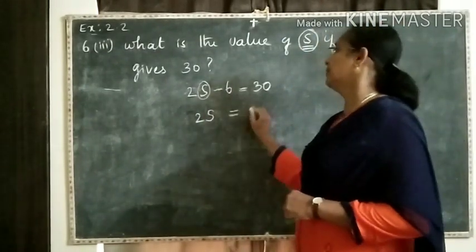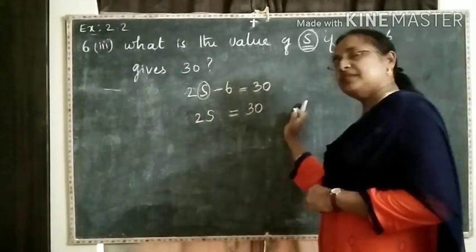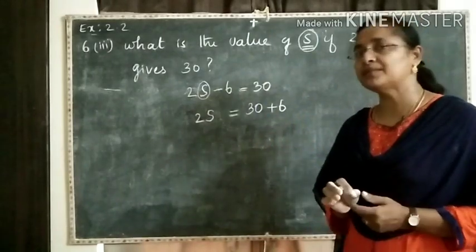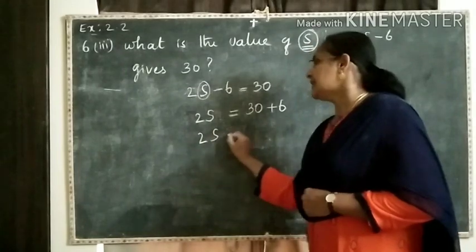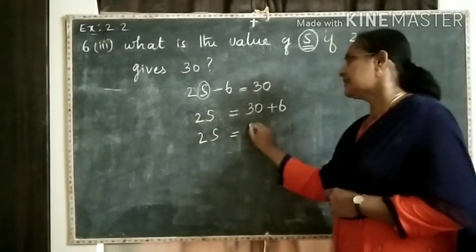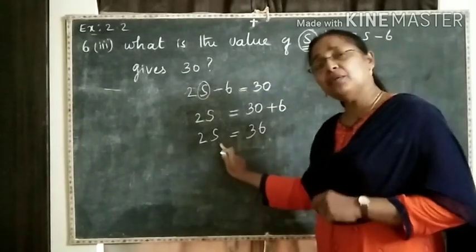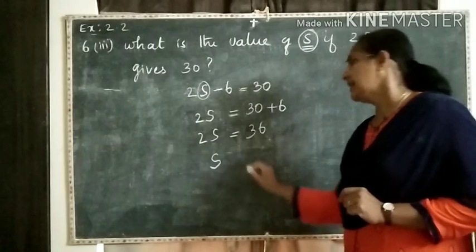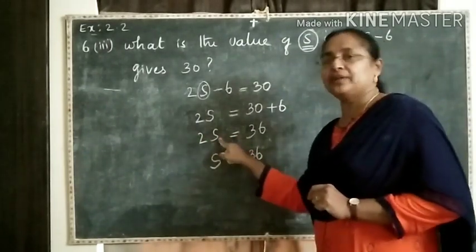2s is equal to, already 30 is here. Now minus 6, if it comes to this side, it becomes plus 6. So 2s is equal to 30 plus 6, which is 36. Now I need the value of s alone, so keep s alone here on the left hand side. s is equal to 36. Now 2 into s, isn't it?